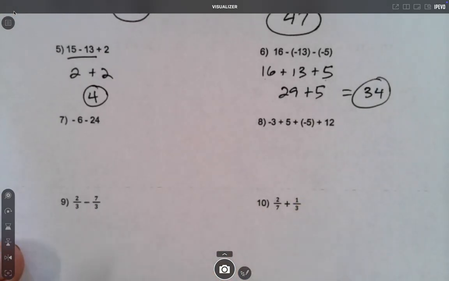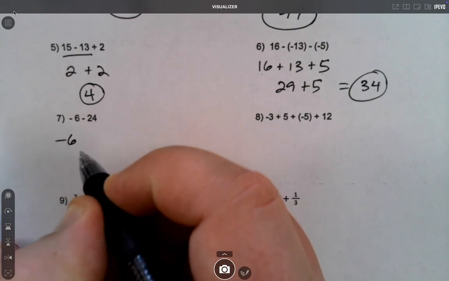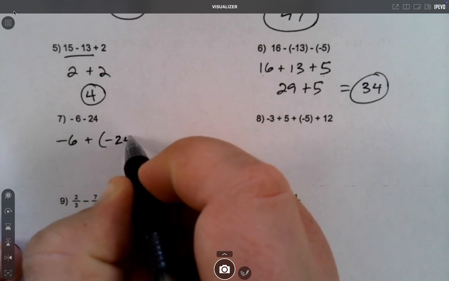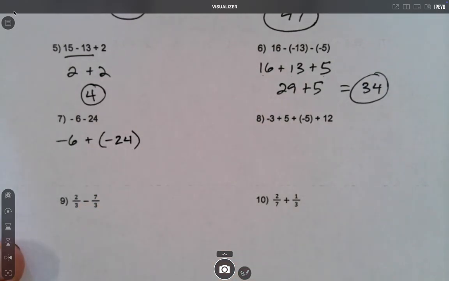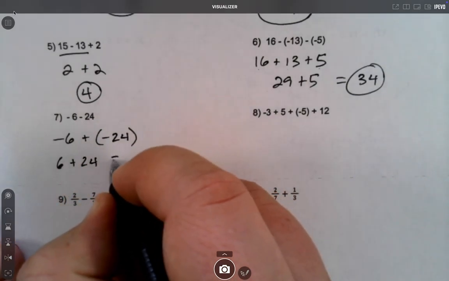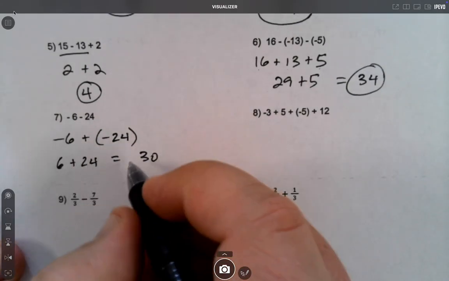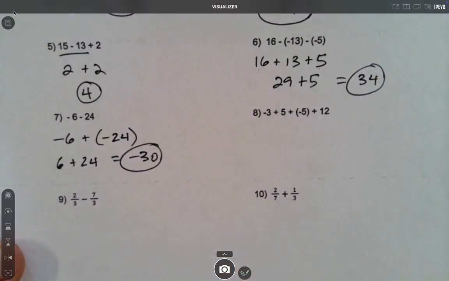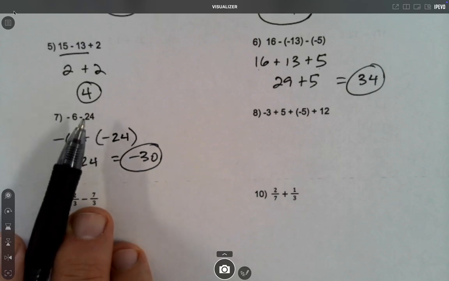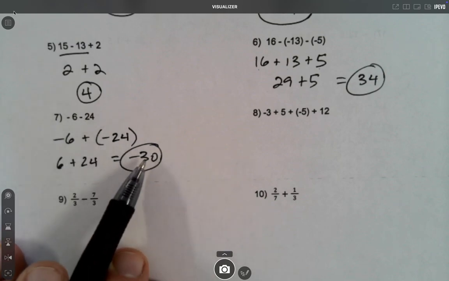Okay, number 7 is the subtraction problem. So we keep the -6, change the subtraction to addition, and the +24 to a -24. So we use rule number 1. The signs are the same, so we just add these two numbers together. 6 plus 24 is 30. But we keep the negative sign because that's what they both were when they started. I often try to associate this with money. Subtracting means you spent money. So you spent $6, then you spent $24 more, so you spent a total of $30.